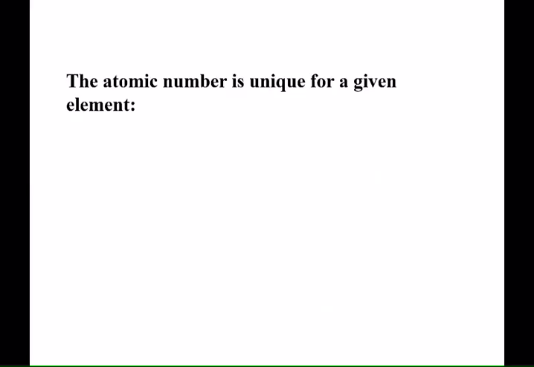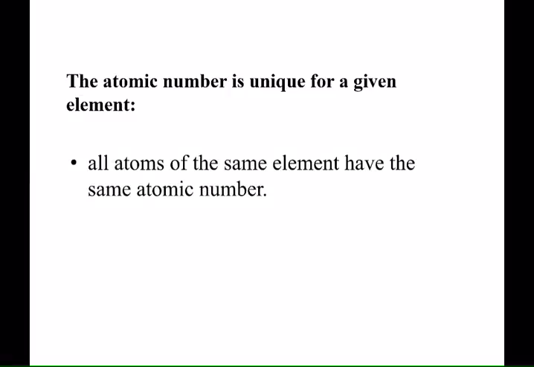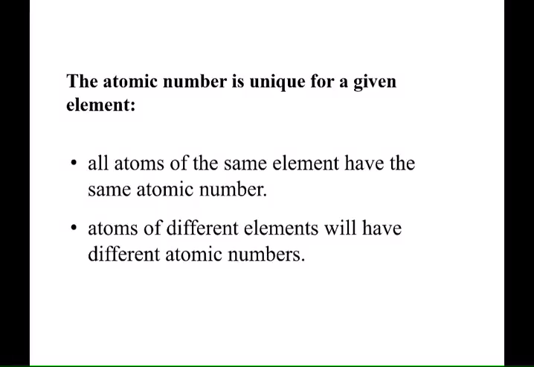So atomic number, remember, is the number of protons, and that number of protons says what element an atom is. I used to say what element an atom will be when it grows up. No. What element an atom is is dictated by the number of protons in its nucleus. So all atoms of the same element will have the same atomic number. Atoms of different elements will have different atomic numbers, different numbers of protons in their nuclei. That makes sense. So that's the Z.